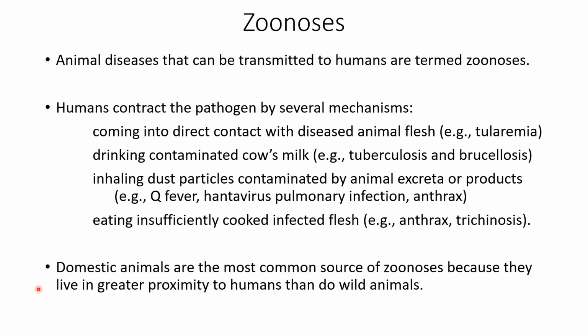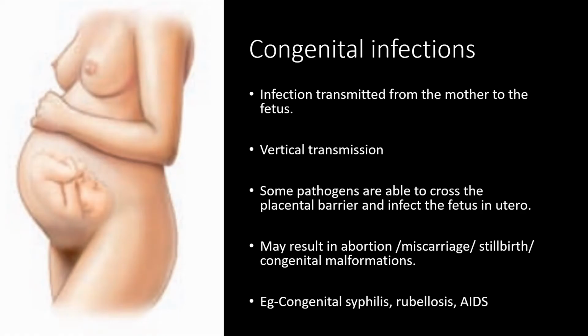The last type of transmission I would like to talk about is vertical transmission. As I said before, this also comes under direct contact transmission. And what is vertical transmission? When the infection gets transmitted from the mother to the fetus, that is called vertical transmission, which is also commonly called congenital infections. And how this happens?